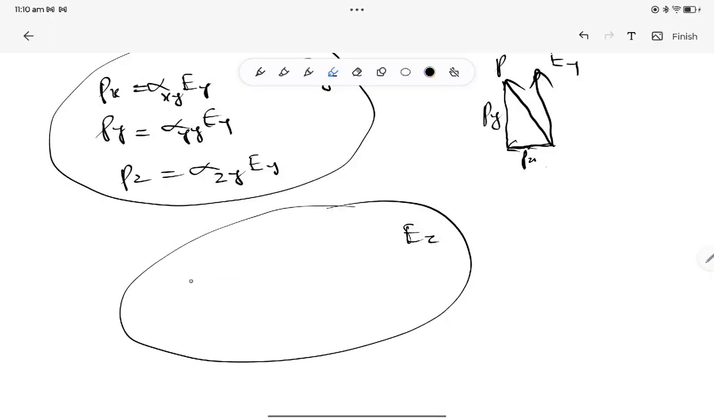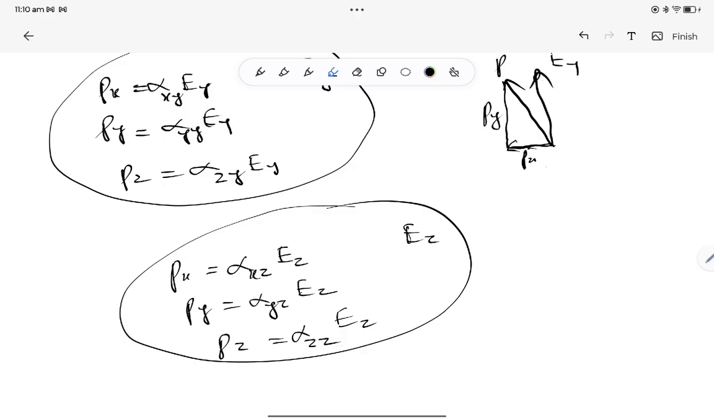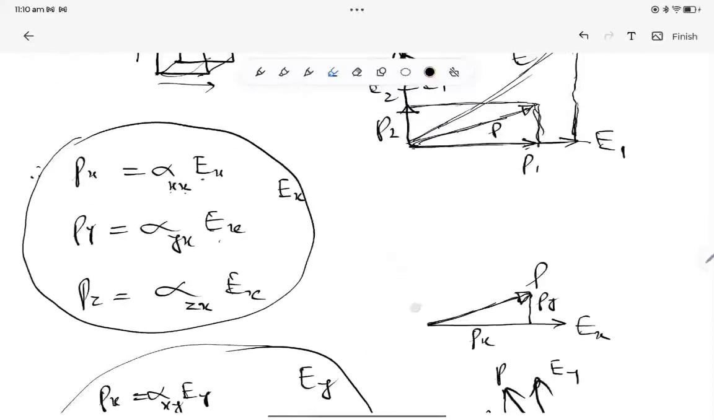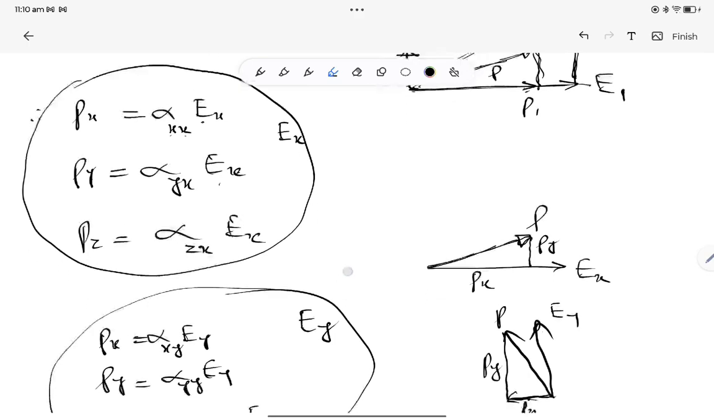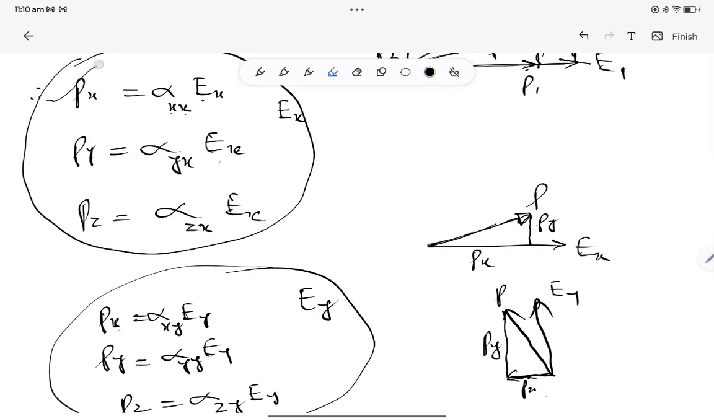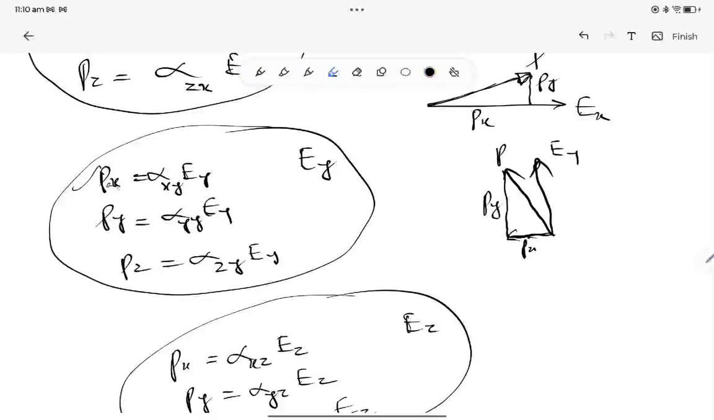Ez, and you have Px due to Ez, Py due to Ez, Pz due to Ez, and supplying constants of proportionality. Here you have alpha xz, here you have alpha yz, you have alpha zz. Now, X polarization can be due to X electric field, but can also be due to Y electric field. Look at this. This is X polarization, this is X polarization. But this is due to X field, this is due to Y field, and this is due to Z field.